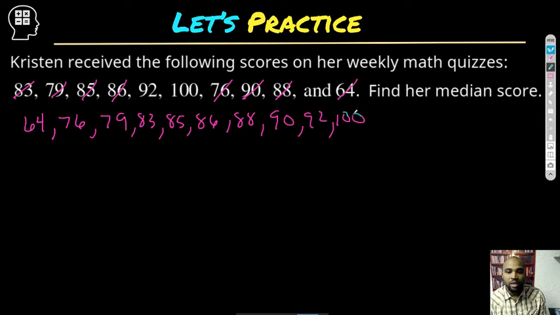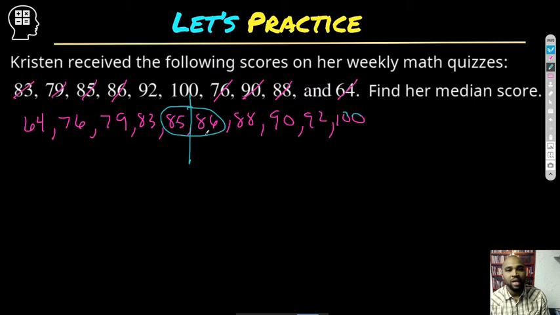Now we notice we got an even number. So what is that telling us? That's telling us that our median is going to be right in the middle of two numbers. So 1, 2, 3, 4, 5. This must be the middle right here. 1, 2, 3, 4, 5. So it must be between 85 and 86.